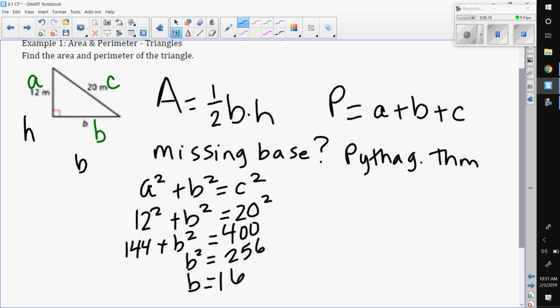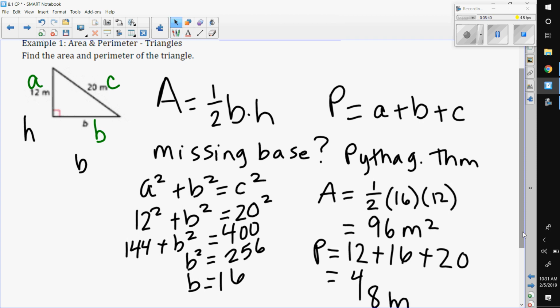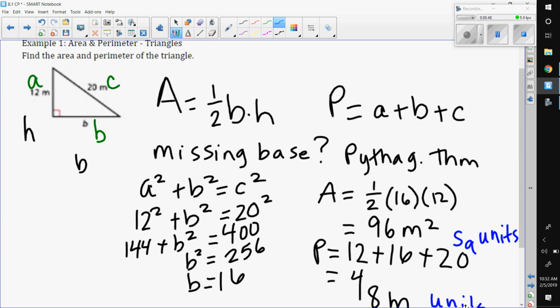Now I should be able to plug in for my area and perimeter. A equals 1/2 times 16 times 12, which gives me 96 meters squared. And my perimeter, if I'm adding all the sides, I've got 12 plus 16 plus 20, which gives me 48 meters. Notice my units. I've got square units here, and I've just got units when I'm adding. Okay, so make sure that you are aware of the different types of units.